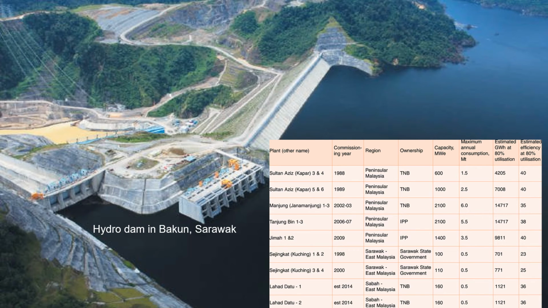This is the hydro dam in Bakun, Sarawak, which is used to generate electricity. The source is hydroelectric, and the table here shows the other power plants used to generate electricity.